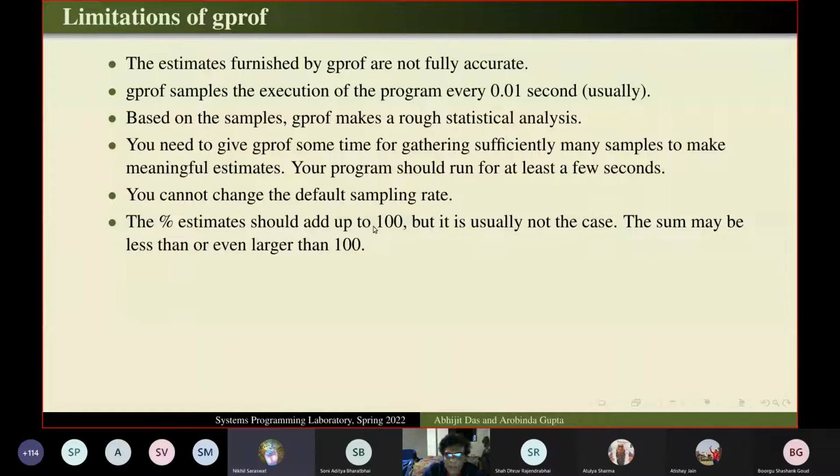Variations will always happen. It depends upon at what point of time it is sampling your program and all that stuff. But it is sampling the execution of your program.